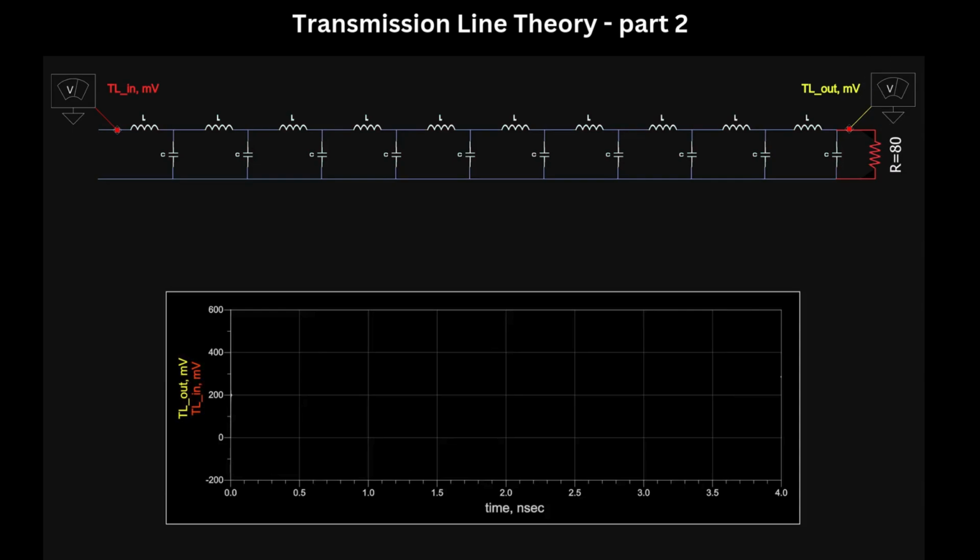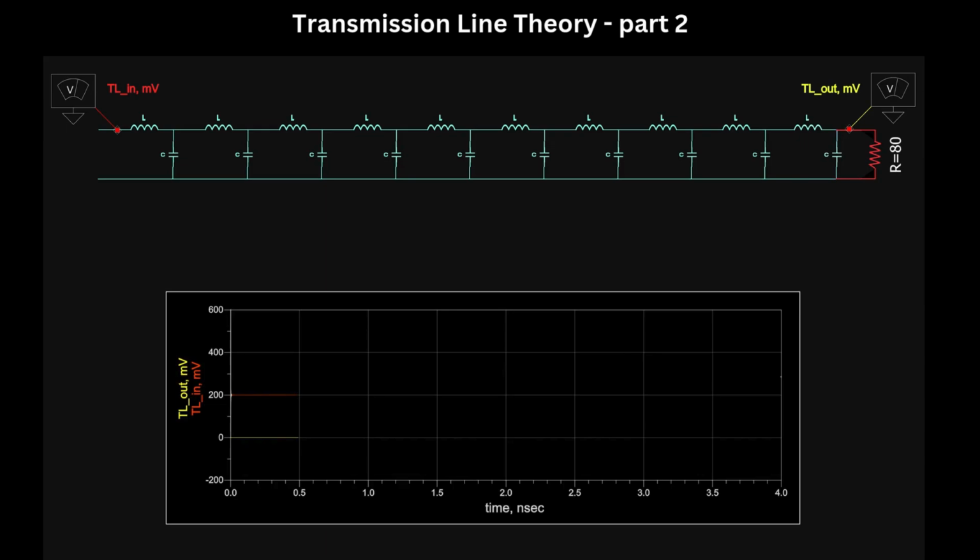Now let's terminate the line with 80 ohms load. As you know, the voltage source at first will see the characteristic impedance, and the voltage settles at the input to 0.2 volts based on the voltage division. Time passes and the voltage at the input of the line is fixed to 0.2 volts. At the same time, the 0.2 volt signal propagates through the line, settling each capacitor to 0.2 volts, then reaching the load after 500 picoseconds.